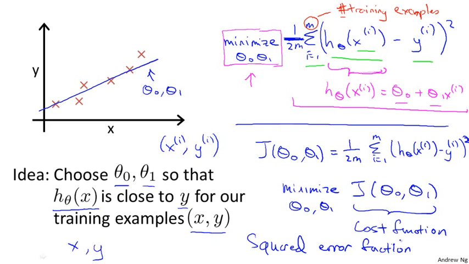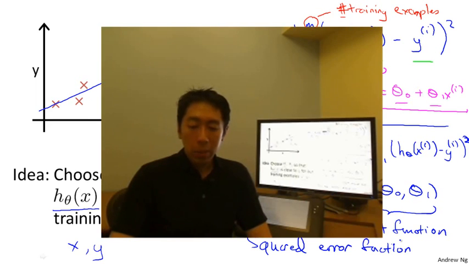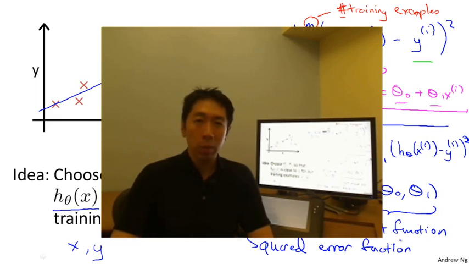So far we've just seen a mathematical definition of this cost function. In case this function J of theta 0, theta 1 seems a little bit abstract and you still don't have a good sense of what it's doing, in the next video, in the next couple of videos, I'm actually going to go a little bit deeper into what the cost function J is doing and try to give you better intuition about what it's computing and why we want to use it.